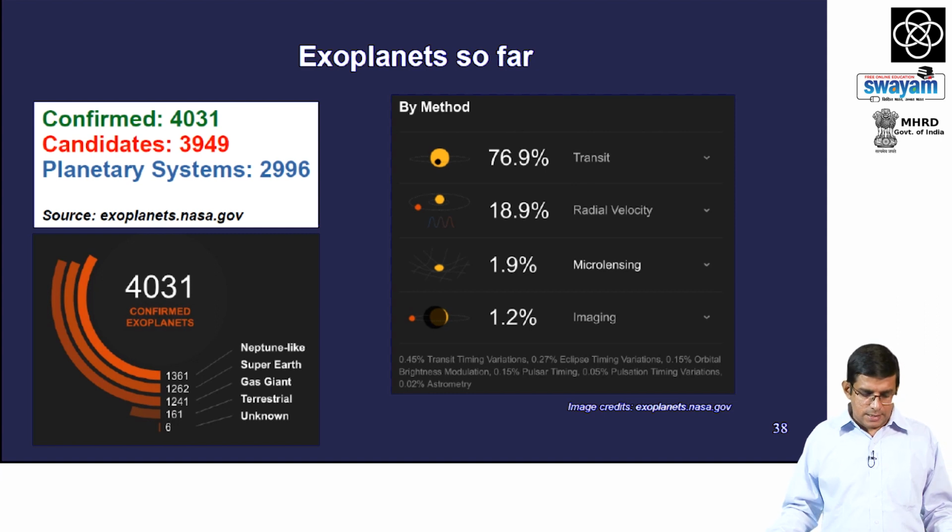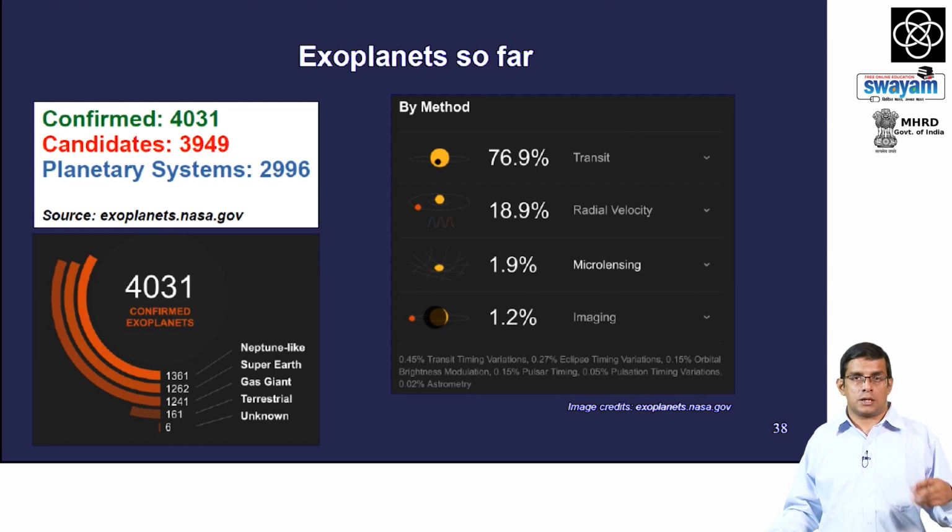By way of size, we have almost equal proportions of Neptune-like planets, that is not as large as Jupiter but more like Neptune, Super Earths, that is more massive than the Earth but not as massive as Neptune, and then gas giants, that is Jupiter-like. These three have almost the same number of detections. Terrestrial planets, that is really true Earth analogues, are much fewer.